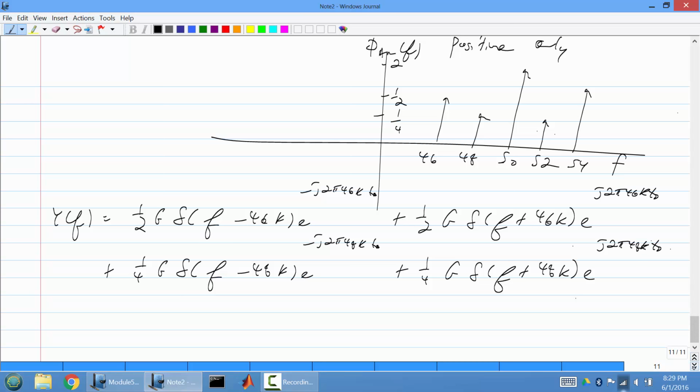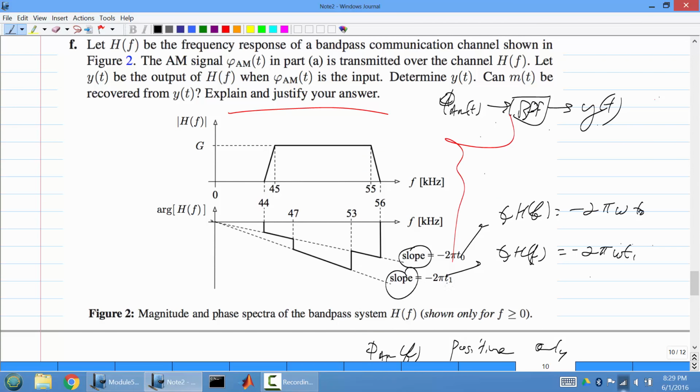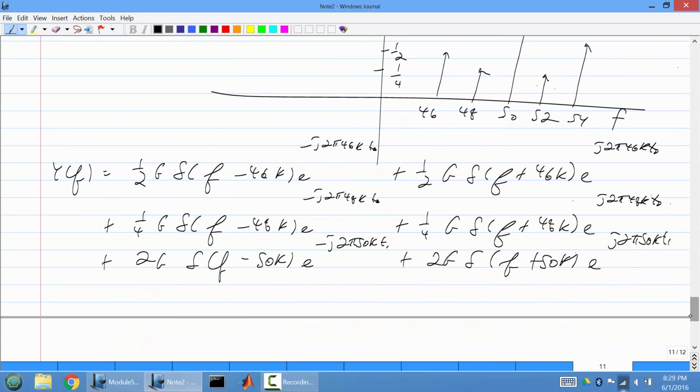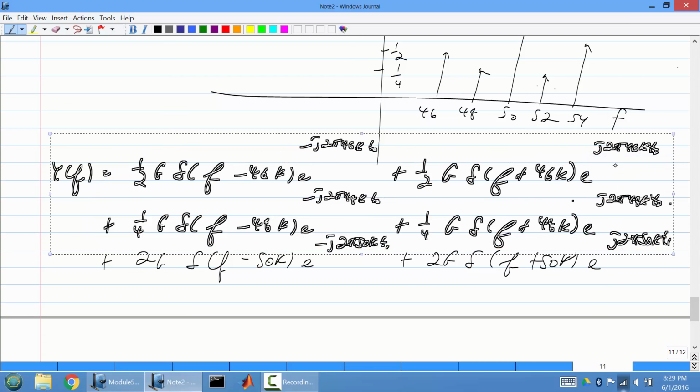And then, so on and so forth, right? So there's one here, and then we have plus 2g delta f minus 50k, okay? And at 50, we have t1 as a delay instead. So e to the minus j 2 pi 50k t1, and then so on and so forth. T1, sorry. Okay, and then there's 2 more that I have to write out. So let me just copy this again one more time. Sorry, this is a little bit long here. Okay, copy this. It's going to go to the next page now.